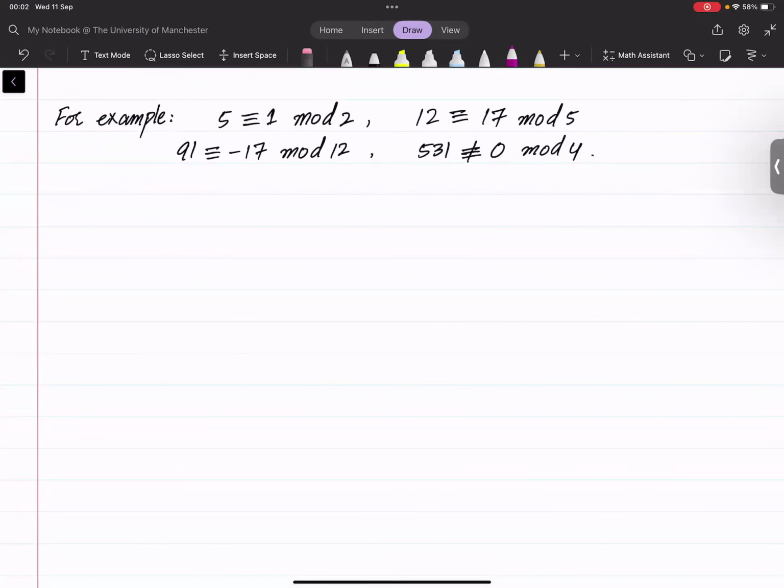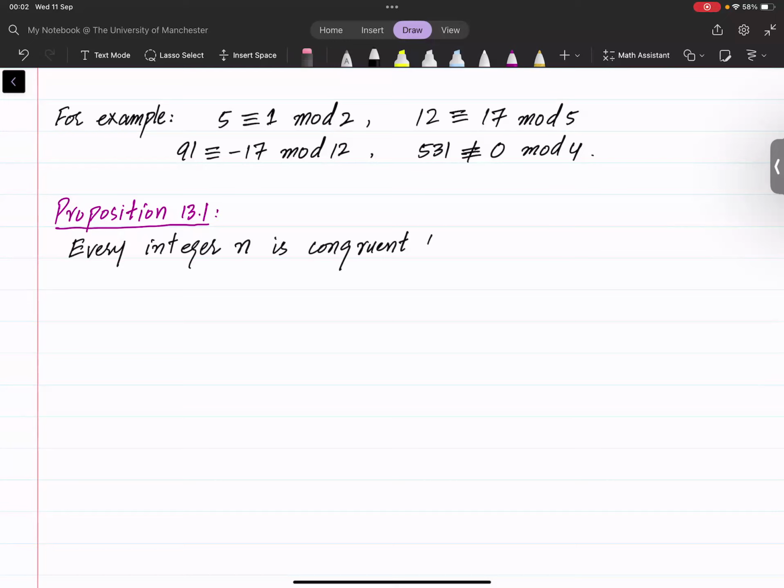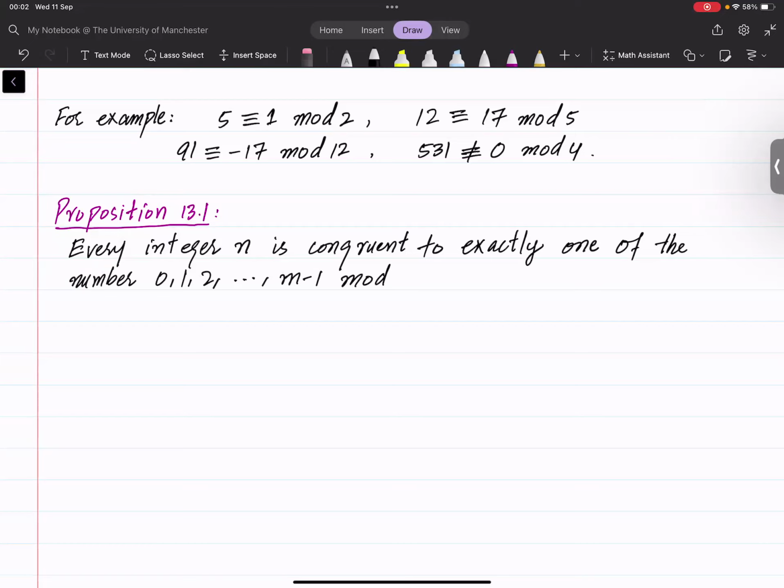So these could be the examples. Now, proposition 13.1. It says that every integer n is congruent to exactly one of the numbers 0, 1, 2, up to m minus 1 modulo m. We can prove this.